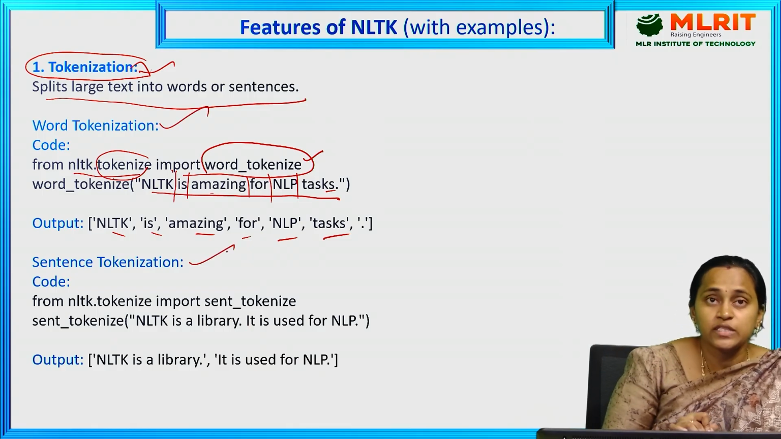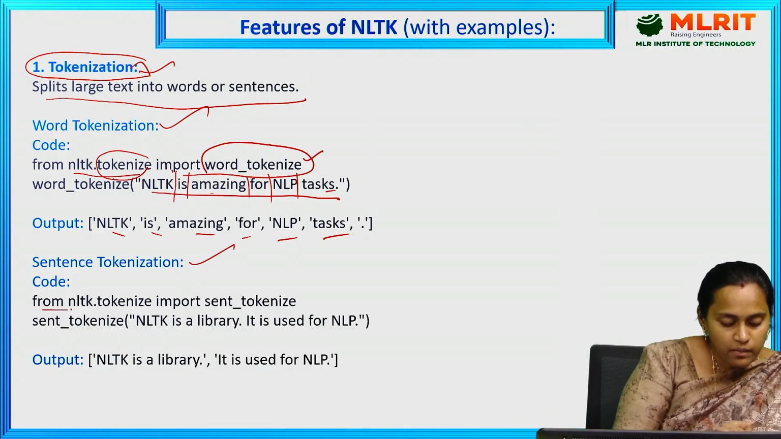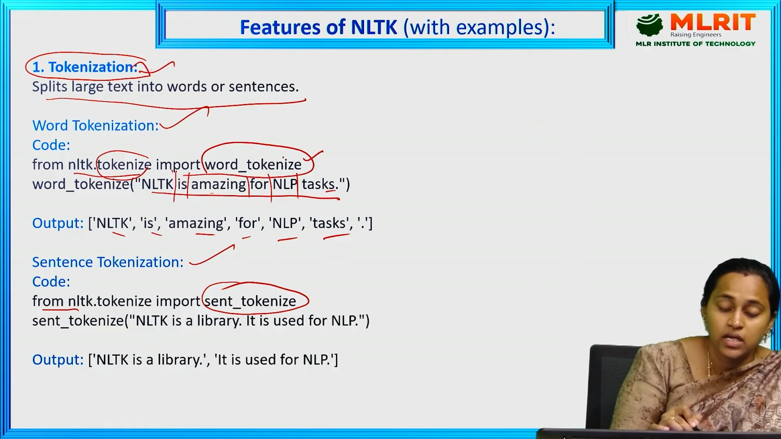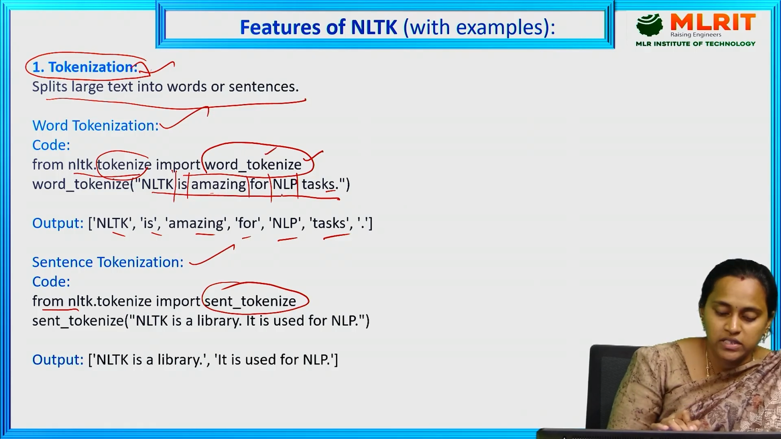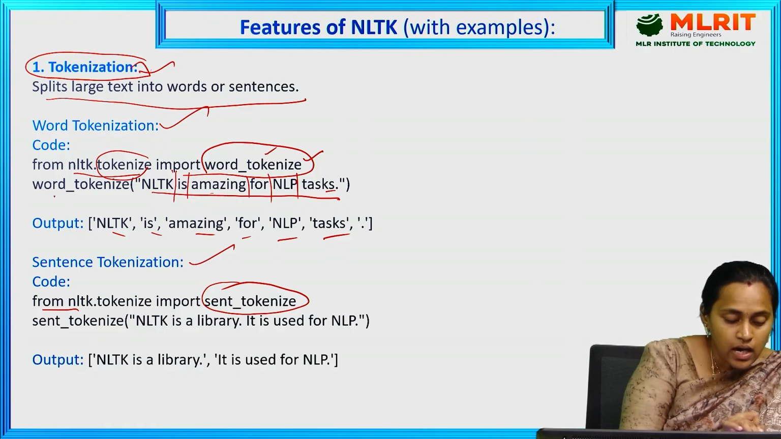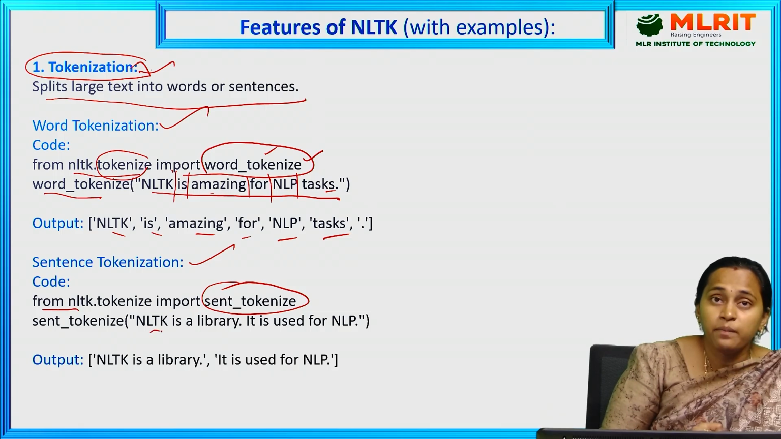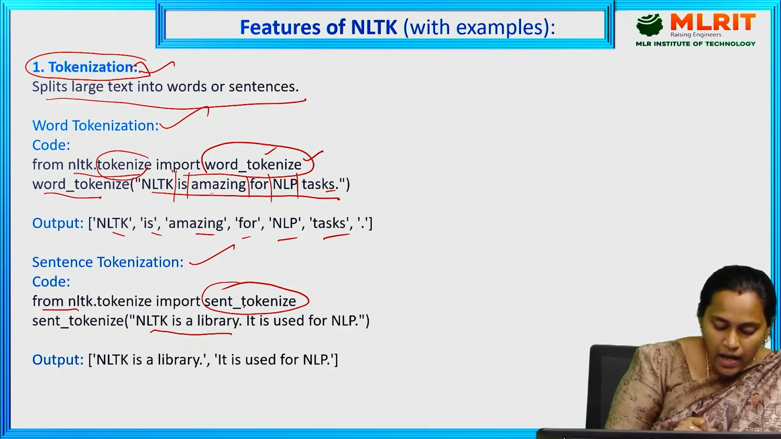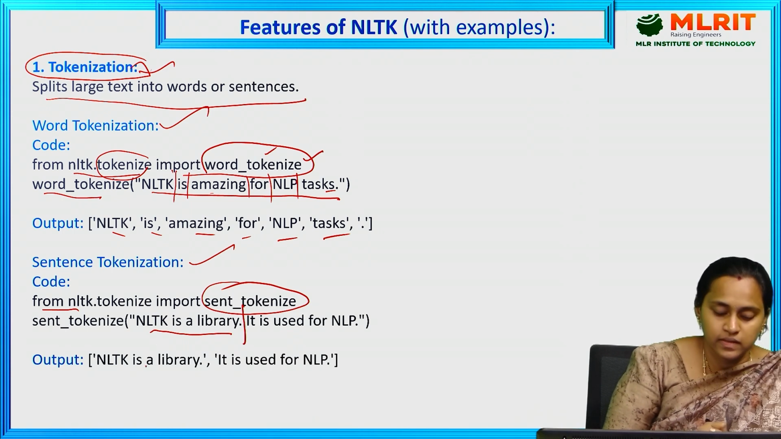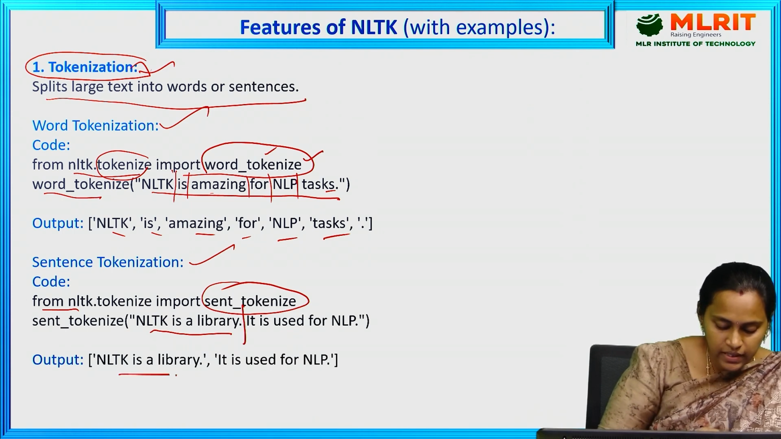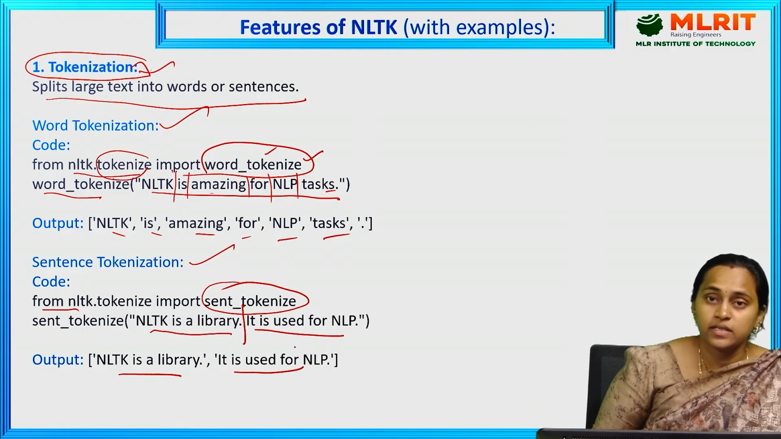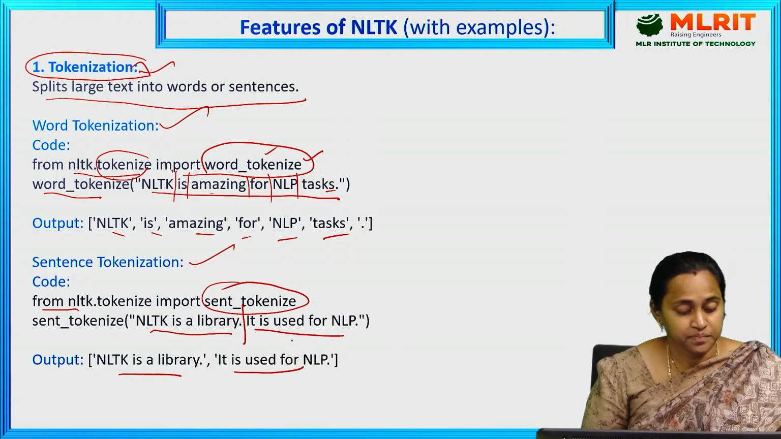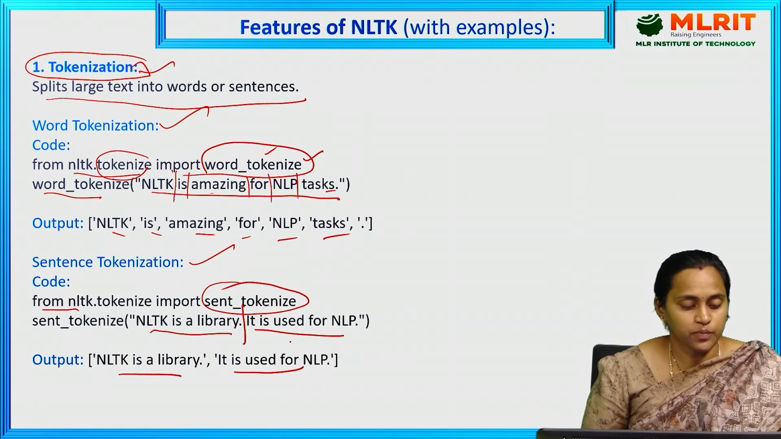Let's see sentence tokenization. Here from nltk.tokenize, I am importing sent_tokenize. After that, I am taking a sentence: NLTK is a library. It is used for NLP. So we have to divide the sentence. Here "NLTK is a library" is one sentence, and "It is used for NLP" is another sentence. This is how we tokenize the sentence. This is all about tokenization.